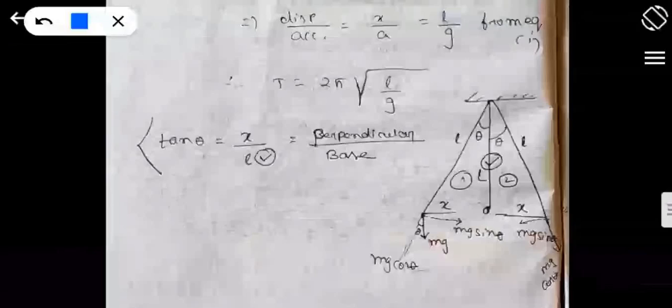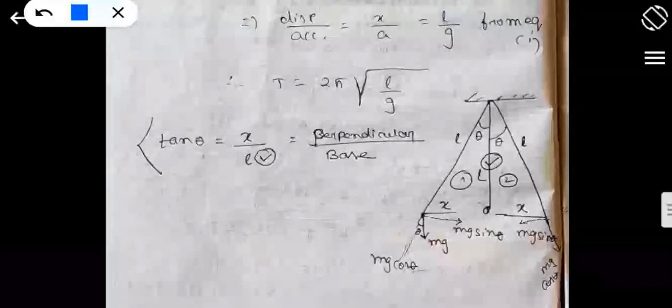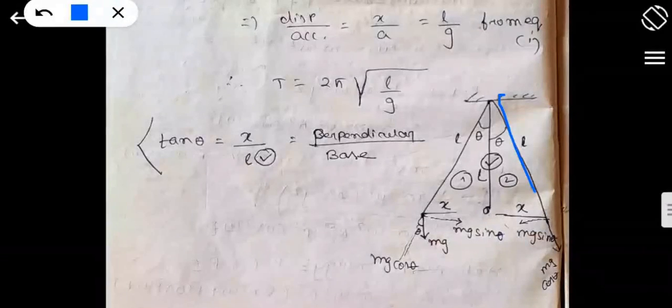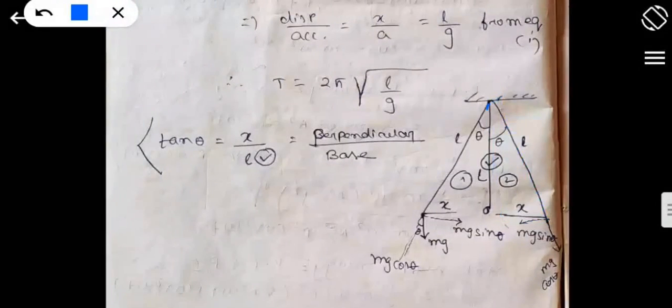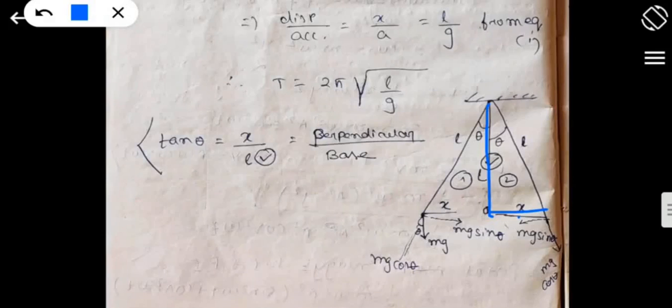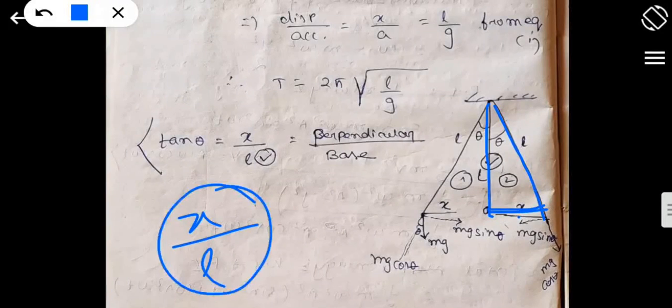Your arc is, if I take this section, this triangle, any triangle you can take. So let me take this triangle. What is the arc here? Arc is x upon L. Arc upon radius. What is the radius? L. Okay, arc upon radius, x upon L.